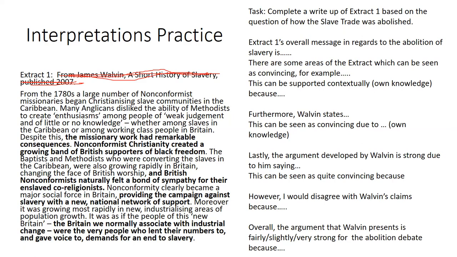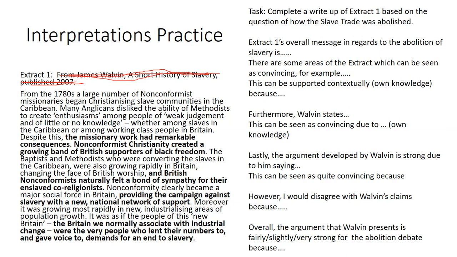Nonconformity clearly became a major social force in Britain, providing the campaign against slavery with a new national network of support. Moreover, it was growing most rapidly in new industrialising areas of population growth. It was as if the people of the new Britain, the Britain we normally associate with industrial change, were the very people who lent their numbers and gave a voice to demands for an end to slavery.